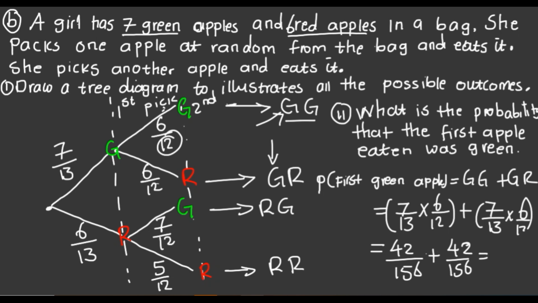No need of finding the lowest common denominator. So 42 plus 42 is 84 over 156. So this is our answer. You can just reduce it. So this is what we can share for this question. Thanks for watching.